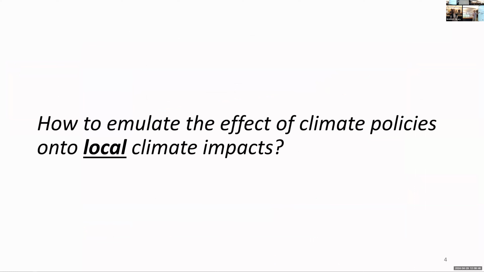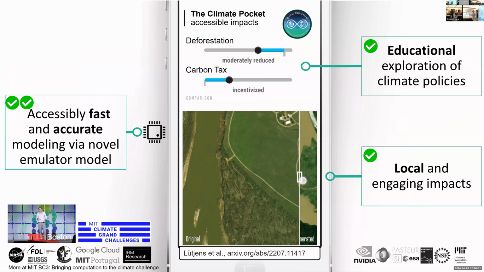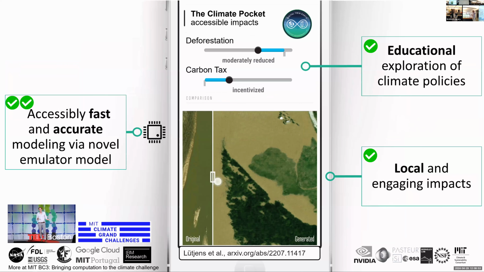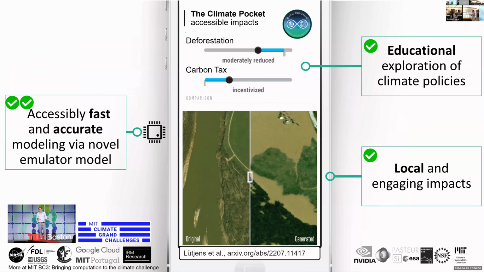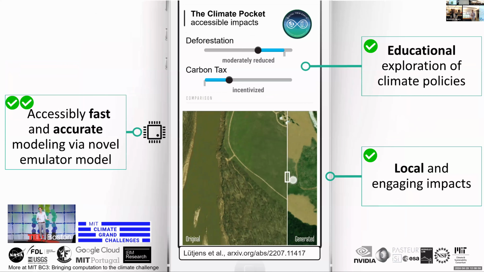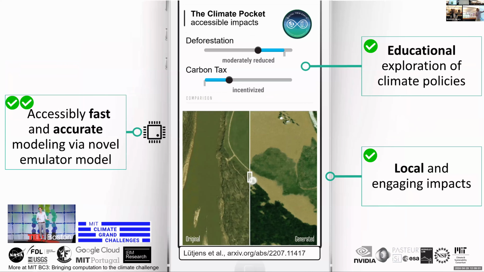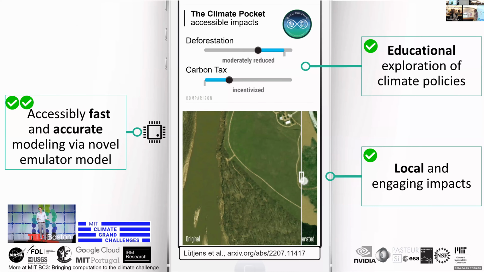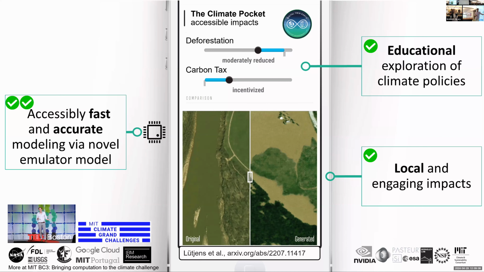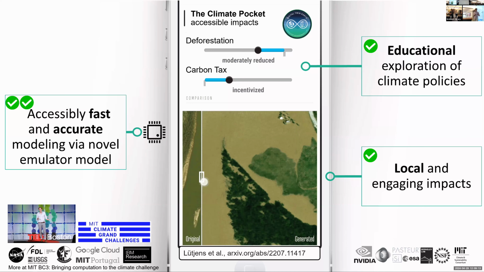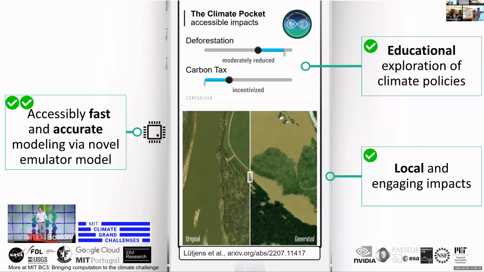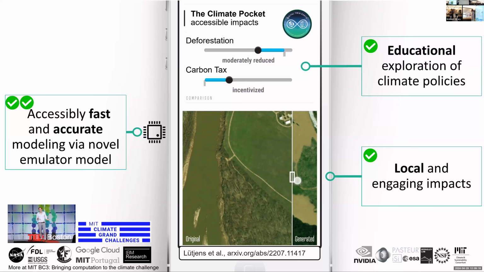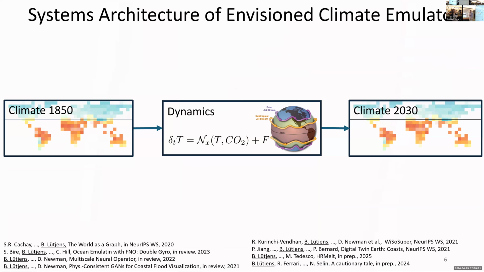So how do we emulate the effect of climate policies onto local climate impacts? That I've been doing throughout my PhD, and also throughout this MIT Climate Grand Challenge, where the idea is we can go from these climate policy sliders to very, very localized impacts. What you can see here is a satellite visualization that we worked on that shows the impact at 50 centimeter resolution of no flood versus a flood model's prediction that's been cast into a visualization.